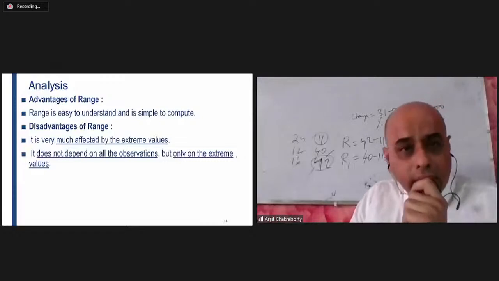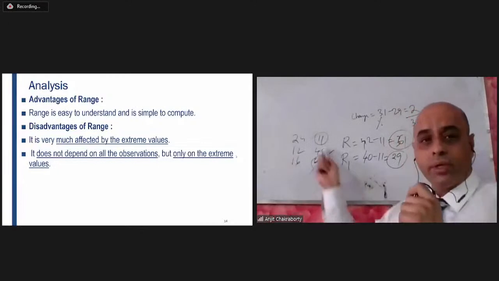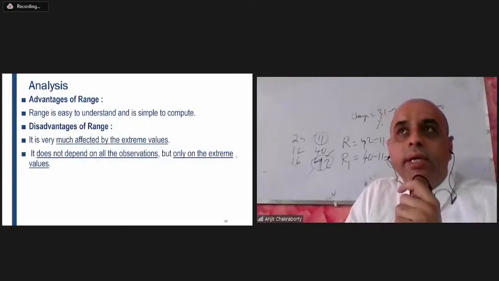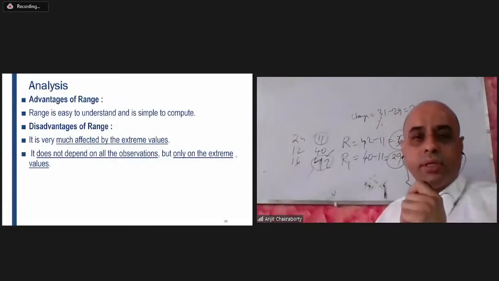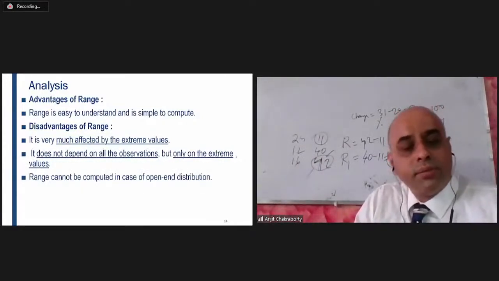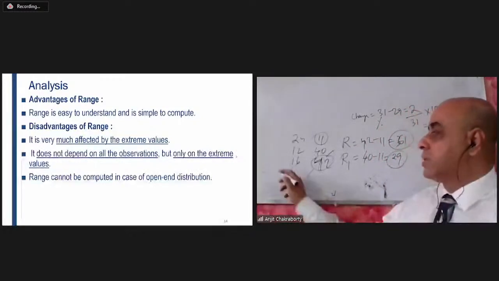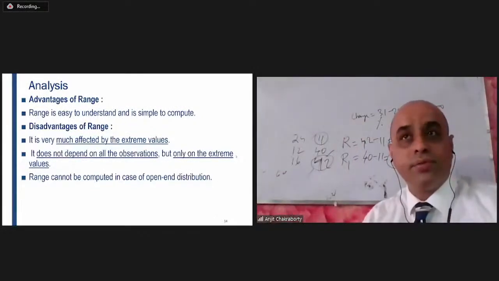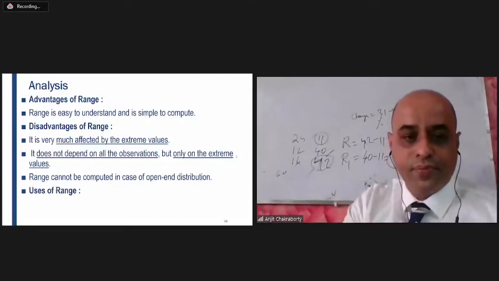Why? Because the ideal measure of dispersion should take into account all observations. It should not be focused only on one or two observations. It must consider all the observations, all the marks, or all the figures which are there. Range cannot be computed in case of open-end distribution. Yes, if the class intervals are open-ended, so if it is given that 60 to 70, 70 to 80, 80 and above, so if the class boundary is not given, if it's open-ended, then you cannot calculate the range.